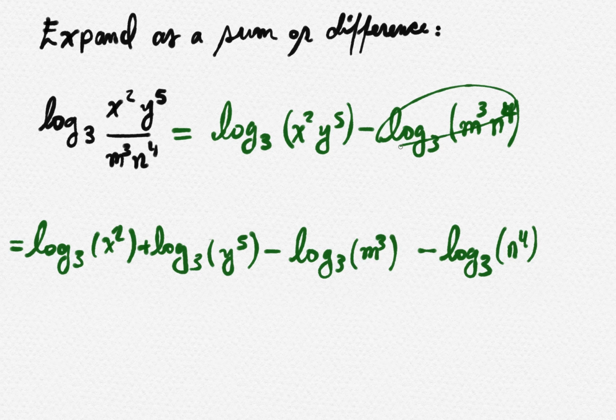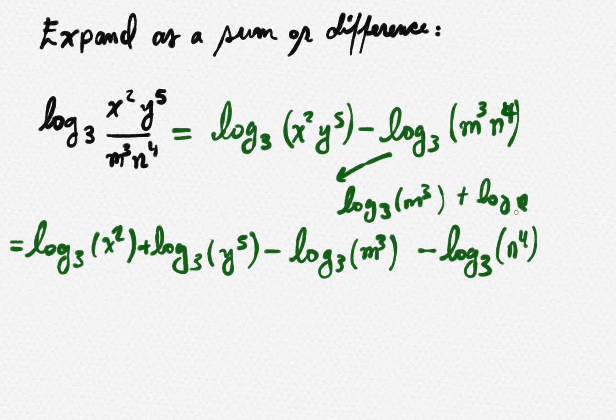Now, notice that the second term right here by itself would give us base 3 log of m cubed plus base 3 log of n to the fourth. But since I'm subtracting off the entire term, that's going to be minus minus.